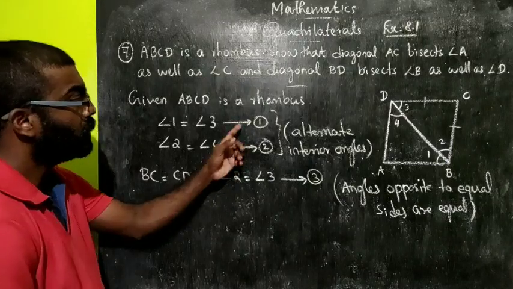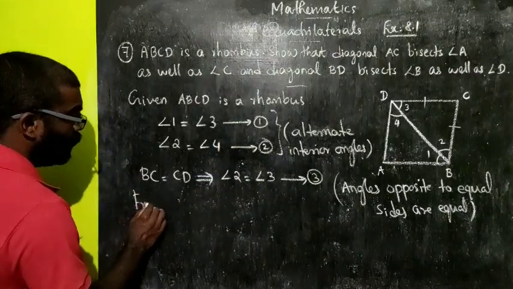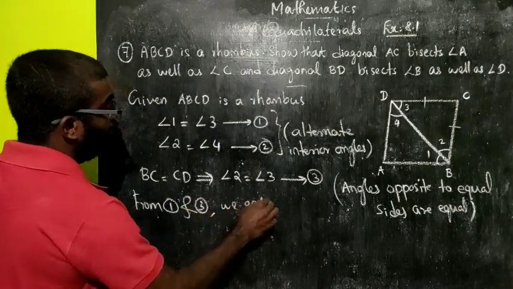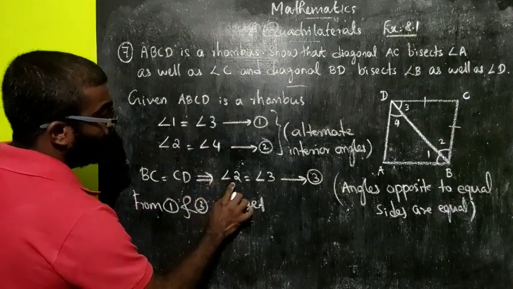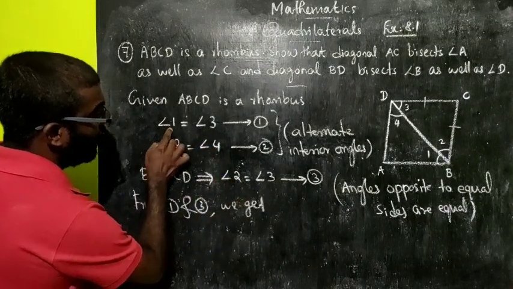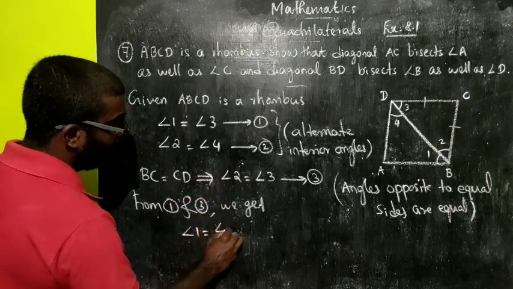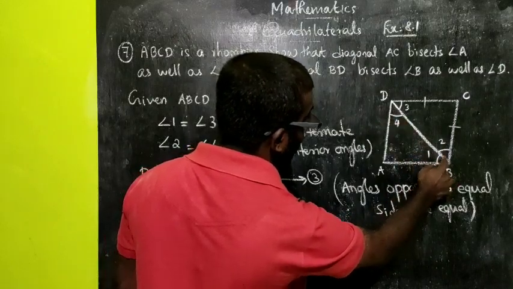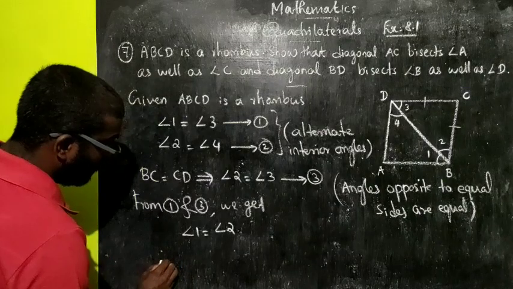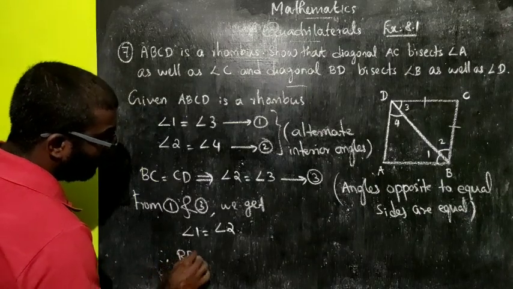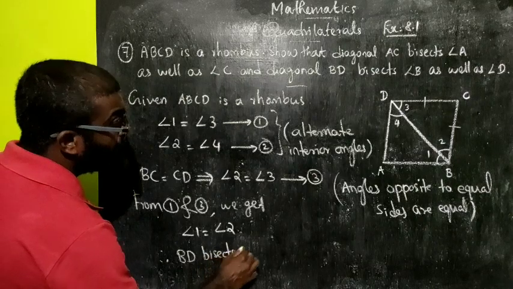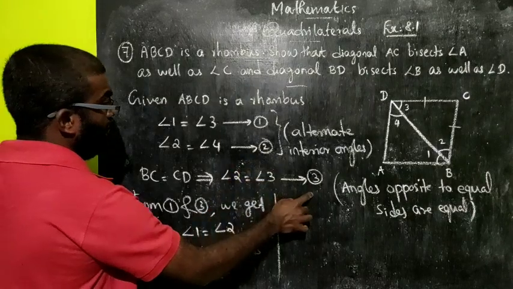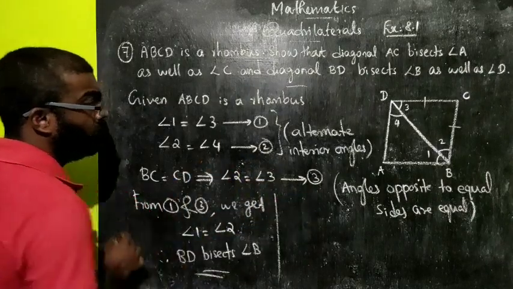Now we can combine equation 1 and equation 3. From 1 and 3 we get angle 1 equal to angle 3, angle 2 equal to angle 3. So we can write angle 1 equal to angle 2. Angle 1 equal to angle 2 means the diagonal BD bisects angle B. Therefore BD bisects angle B. And from 2 and 3 we can write angle 3 equal to angle 4.